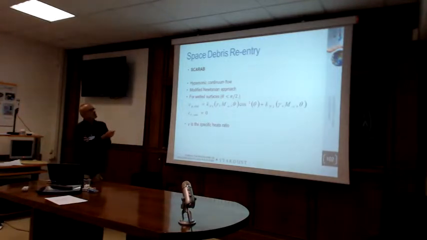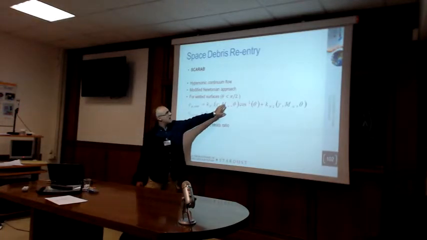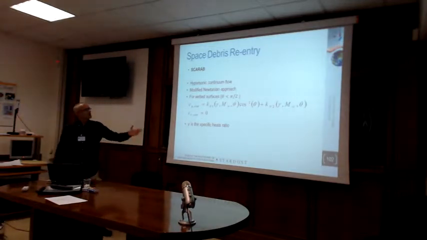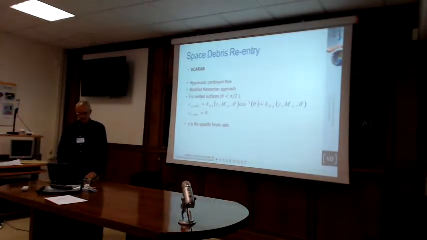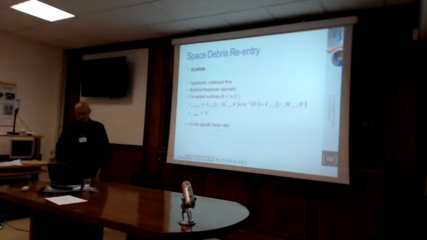For example, instead of considering 2 Cp max cosine of theta, here there are coefficients which depend on the specific heat ratio, the Mach number, and the inclination of the surface with respect to the velocity. And here there is also the fact that the shear stresses are considered 0, which is a good approximation for hypersonic flow at a very high altitude.